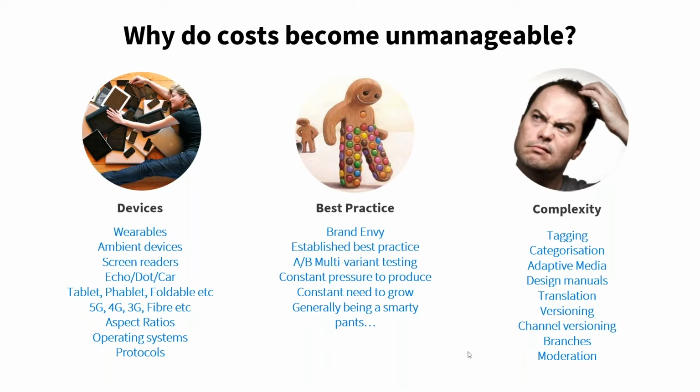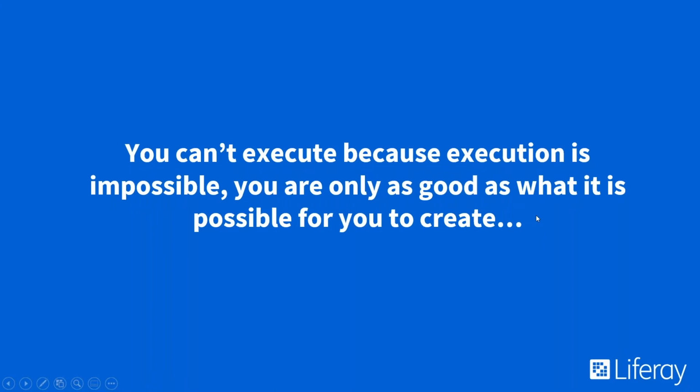And then we've got versioning, okay? And then versioning is cool, but then you've got channel versioning. And then channel versioning leads to branches of versioning. And then you've got the need to moderate all these crazy different complex and time consuming variants. You need to moderate it. How are you going to do that? So you can't execute, because execution is impossible, and you're only as good as what is possible for you to create.